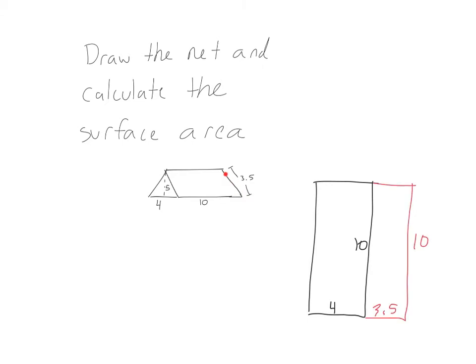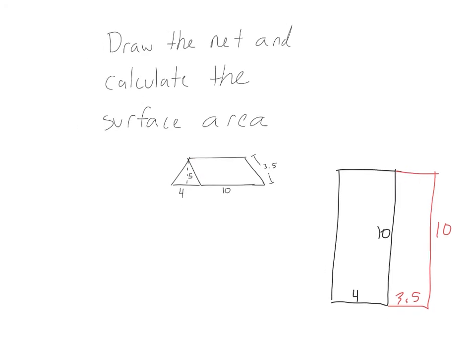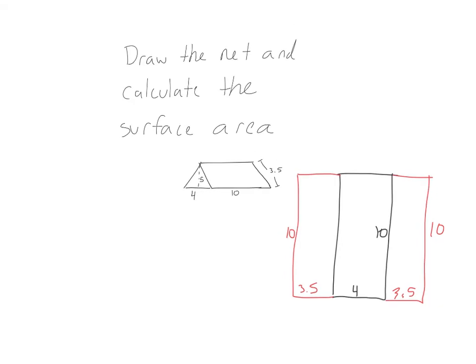Why? Because if that's 3.5 there, then so is that. So I could draw it back there if I want. I don't have to. I'm not going to because I don't want to crowd things up too much. And then I got an identical one on the other side. So again, another 3.5 and a 10. And then I got the front and the back. So that's a 4 by 5.